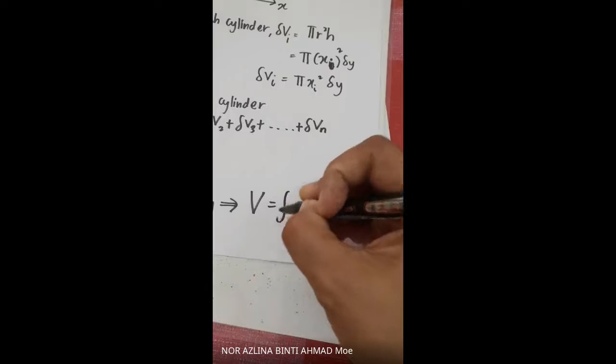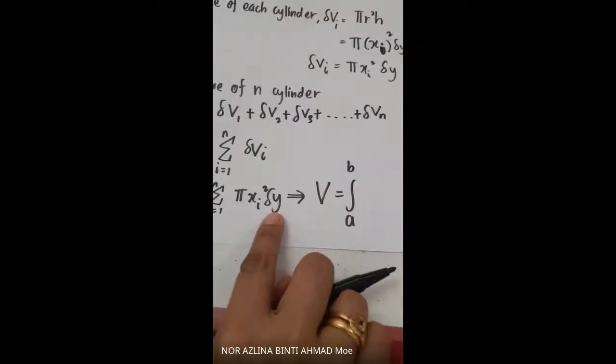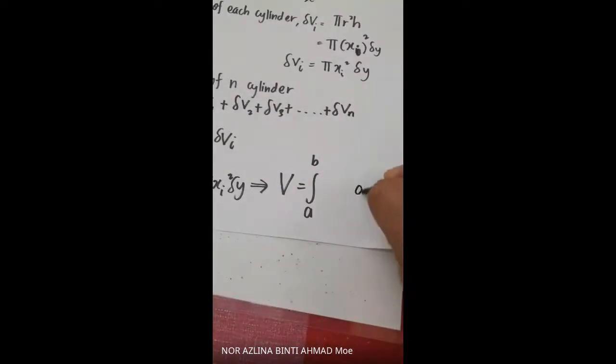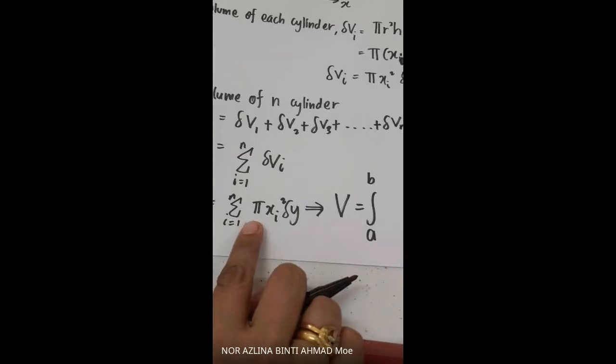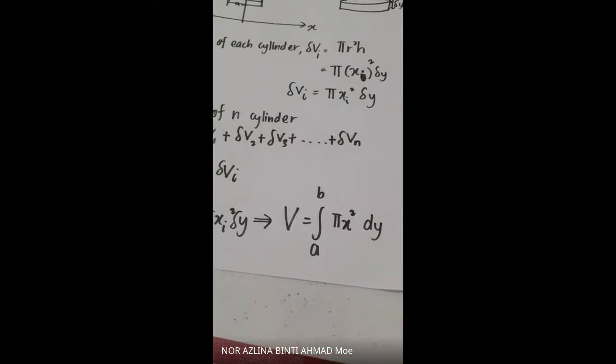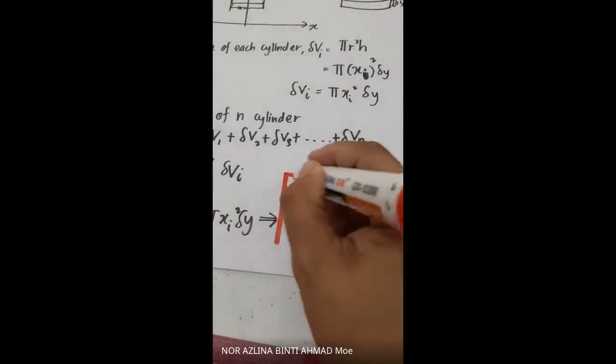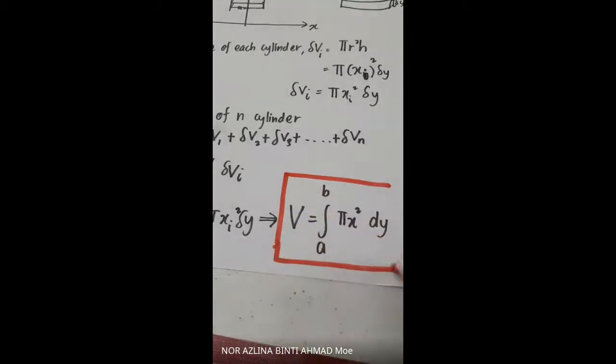So integration from A until B, okay, delta y is dy, and this is pi x squared. Pi x squared. So this is how we generate the formula of volume when the curve rotates at y-axis.